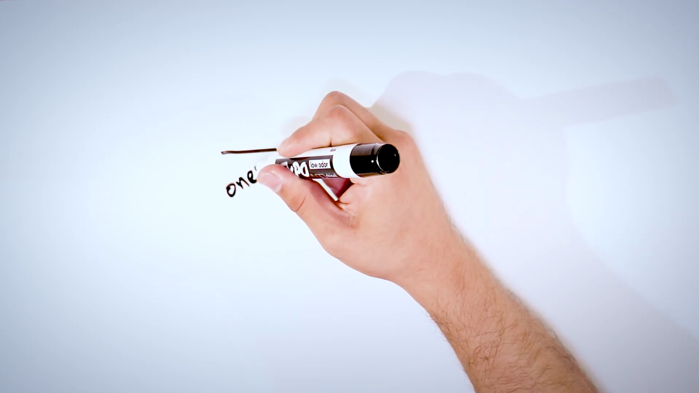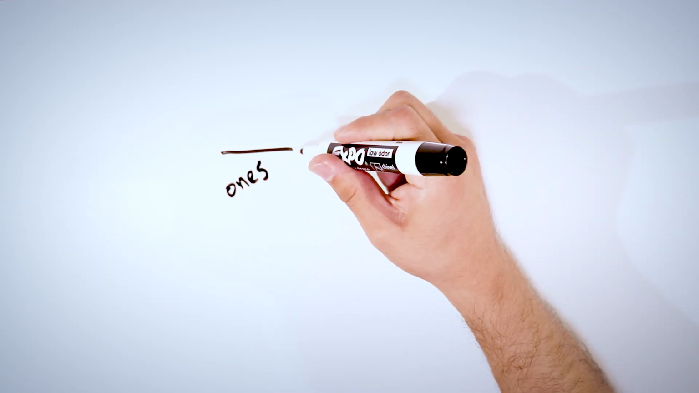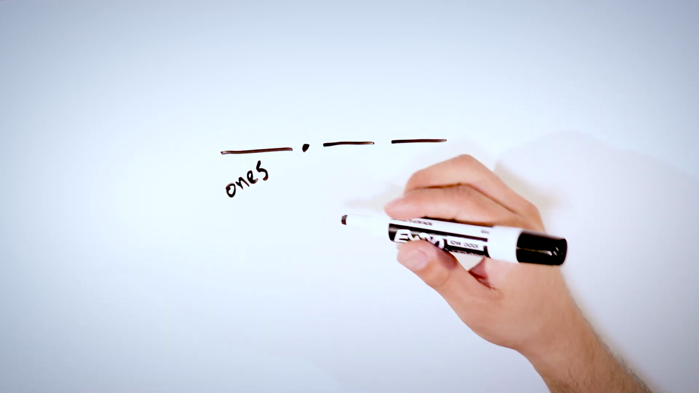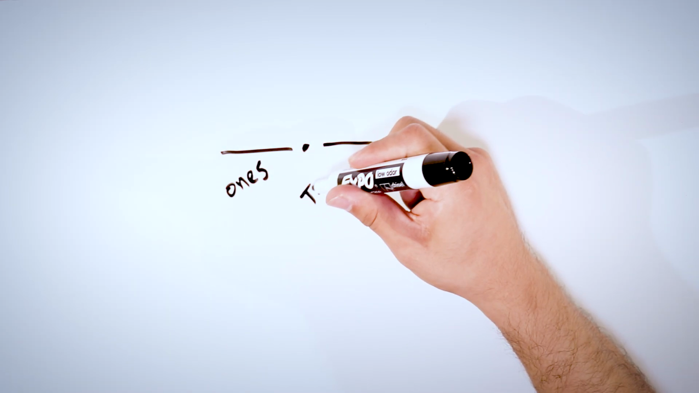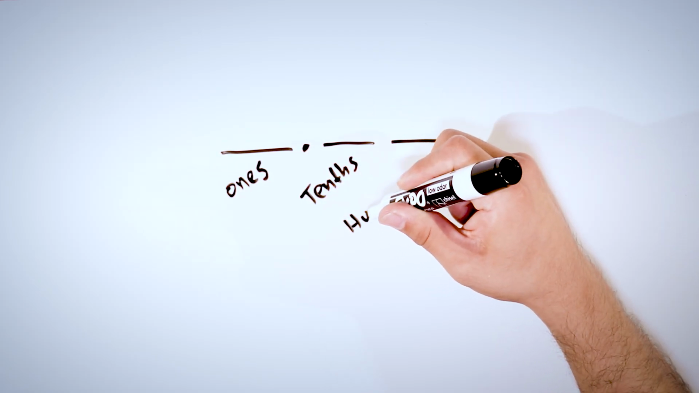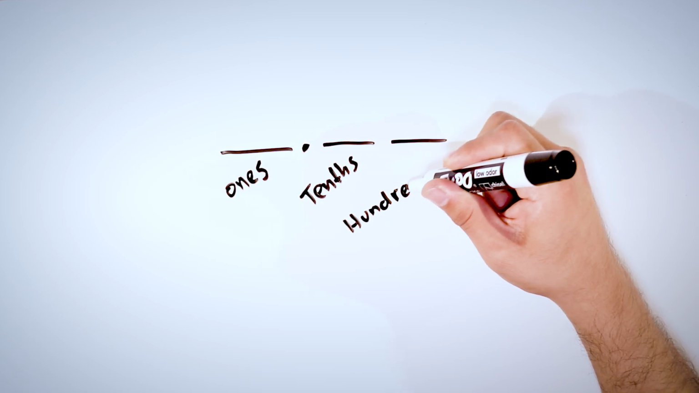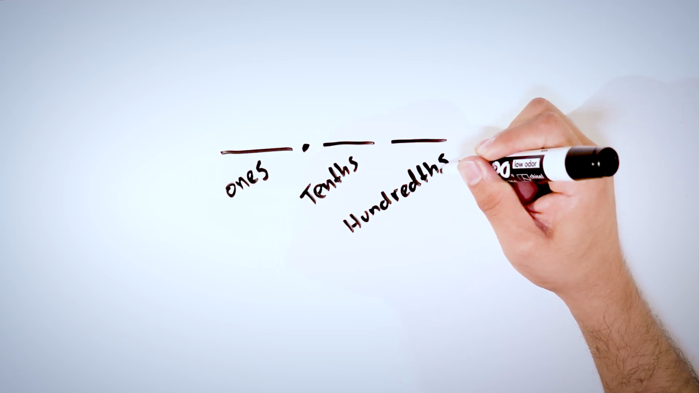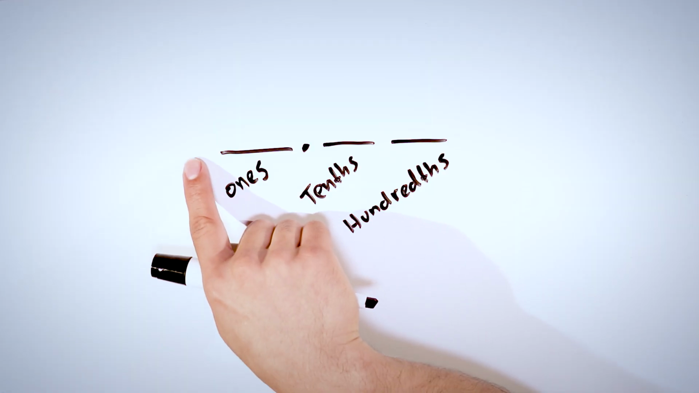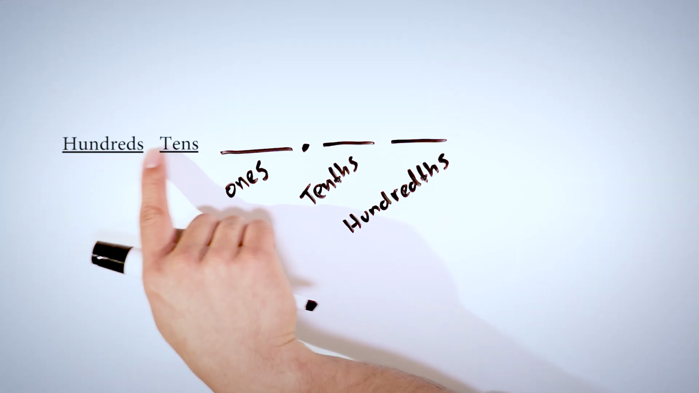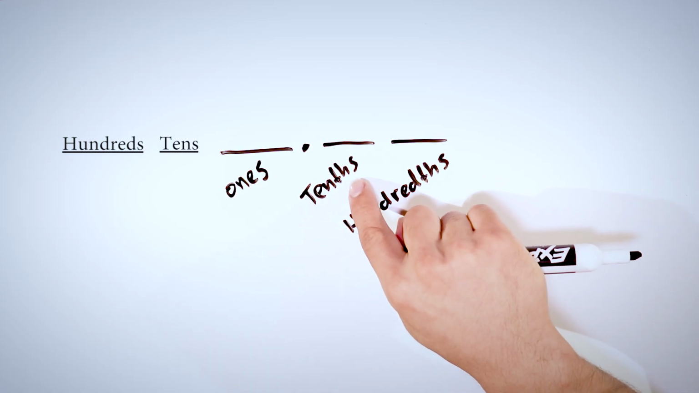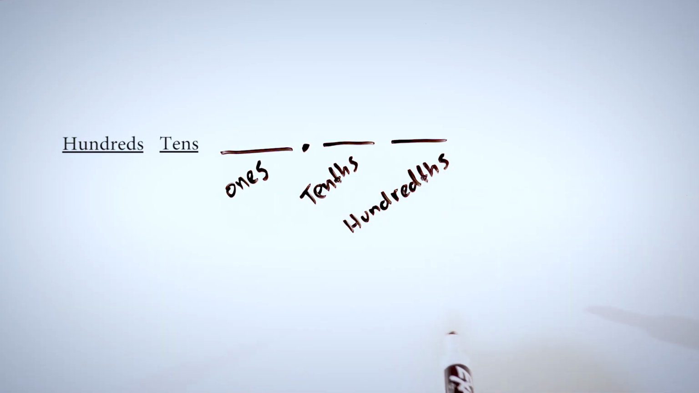So let's go ahead and write our ones place here. And we separate these places by a decimal point. And these two places are called the tenths place and the hundredths place. Now, if you notice, they sound a lot like the tens and the hundreds place, which are over here, but they're different because these are tenths and hundredths. And if you notice, the endings are different.